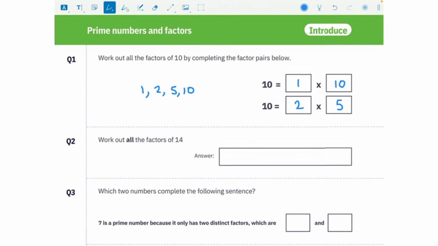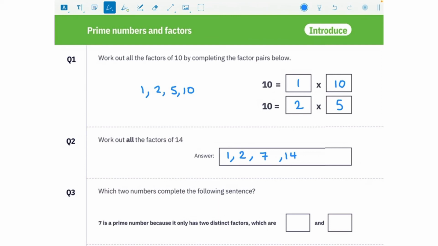Question number 2, work out all the factors of 14. Well, we have 1 and we have 14. We also have 2 that fits in an exact number of times. It fits in 7 times. 3 doesn't go in, 4 doesn't go in, 5 doesn't go in, 6 doesn't go in, and then we've already got 7. So all the factors of 14 are 1, 2, 7 and 14.